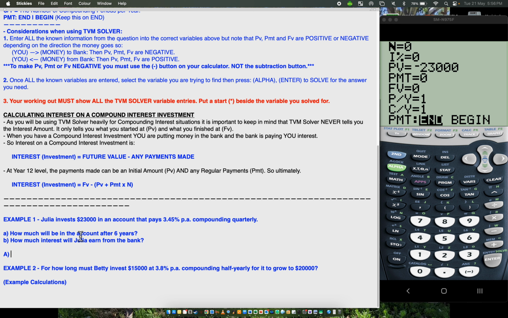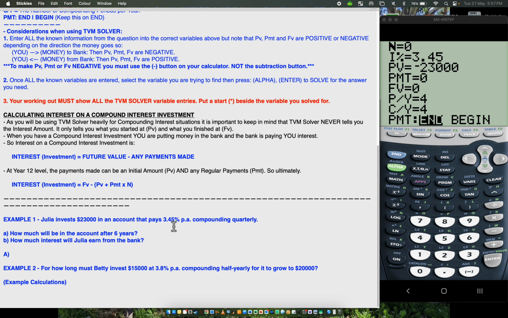There are no regular payments, so PMT stays at 0. It's compounding quarterly, so PY and CY stay the same, unless the question says they're different. They were going to be 4, because there's 4 quarters in a year. The interest rate was 3.45.